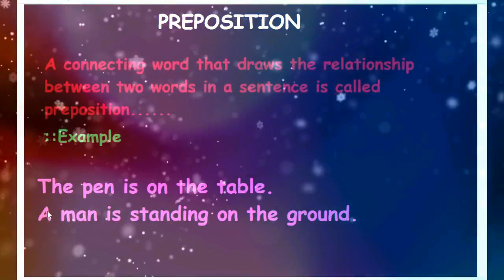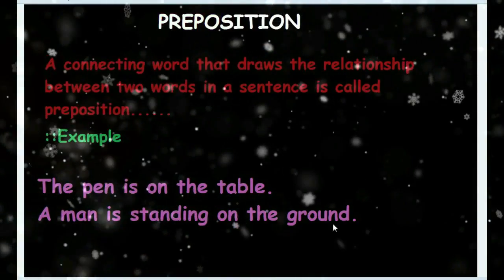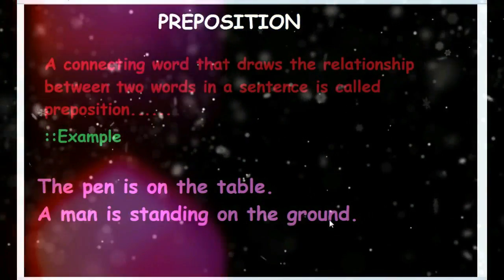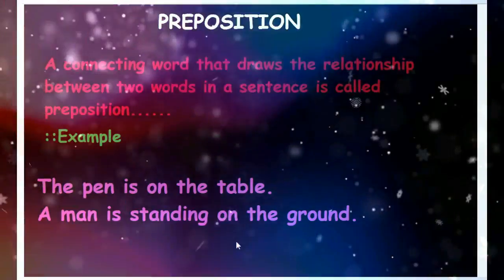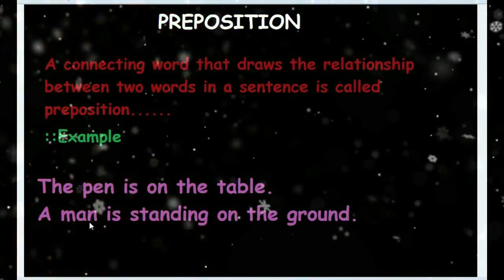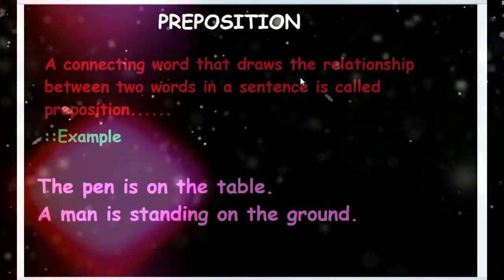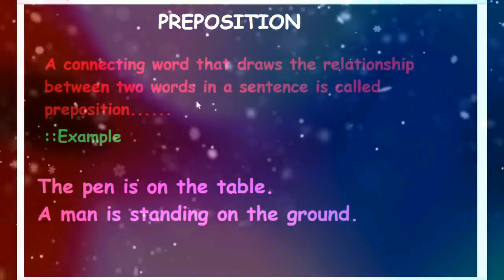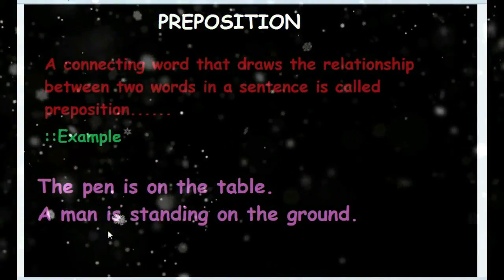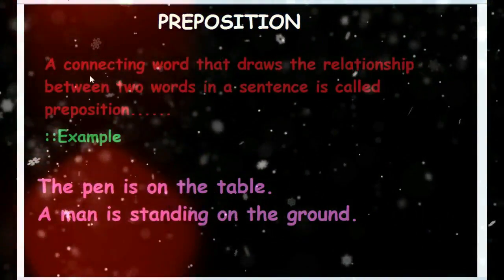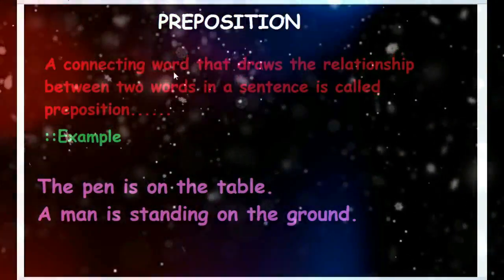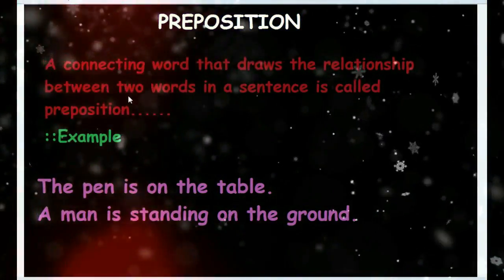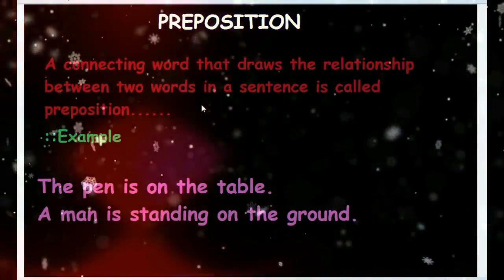Another example, a man is standing on the ground. Here a man and the ground are two words in the sentence, and on is the preposition which connects the man and the ground, so it draws the relationship between two words in the sentence. So we can say a preposition is a connecting word that draws the relationship between two words in a sentence.